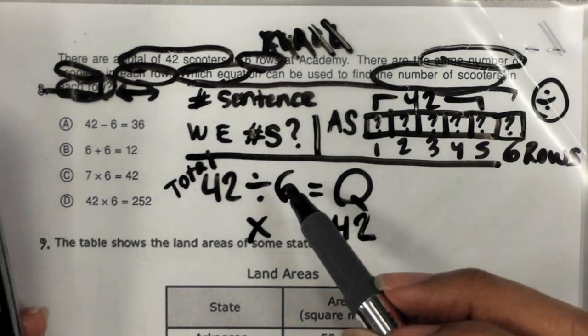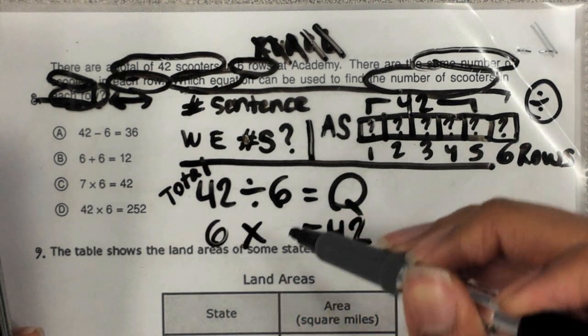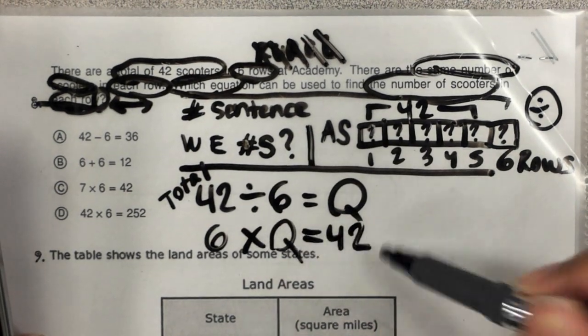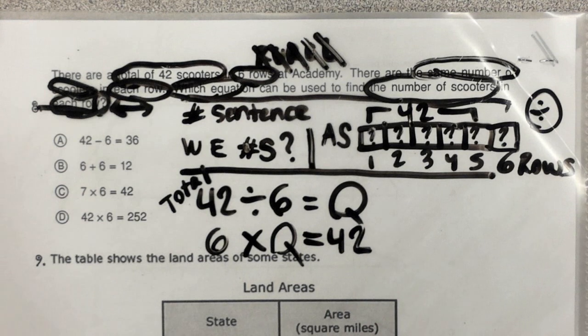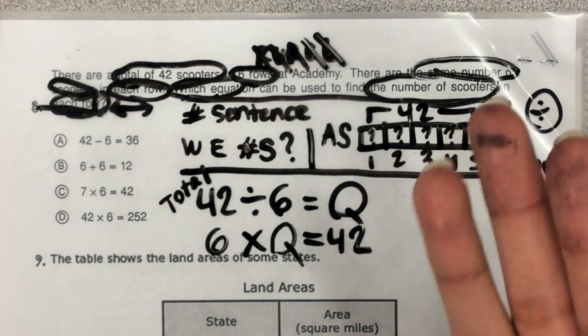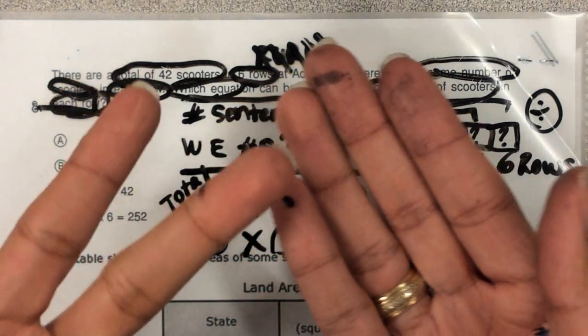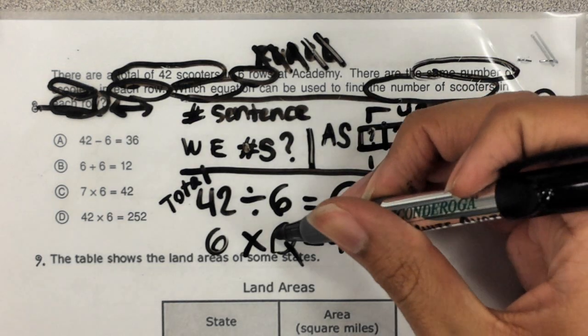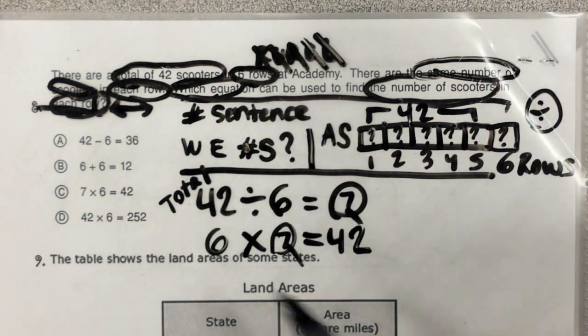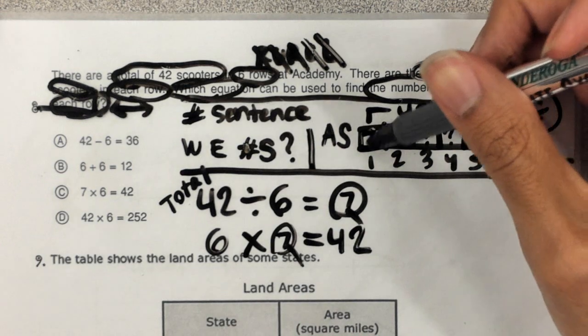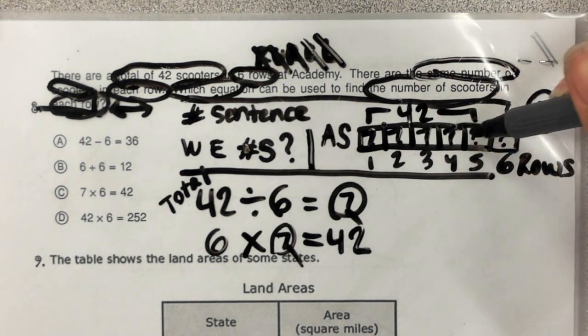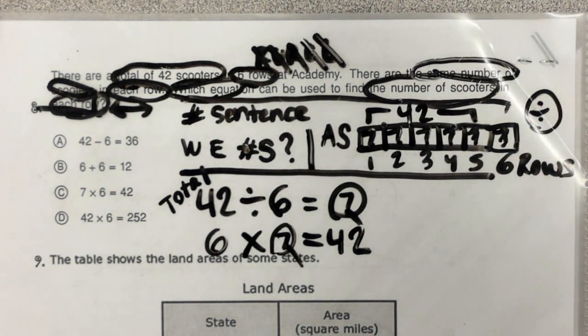That means that 6 times our quotient, something, equals 42. And to figure out what that missing number is, we can sing our 6 song. 6, 12, 18, 24, 30, 36, 42. So we have 7 fingers, and that's our missing number. That's our missing quotient. Where does that 7 go in our strip? Well, it goes in here. There are 7 in each row. There are 7 in each group.